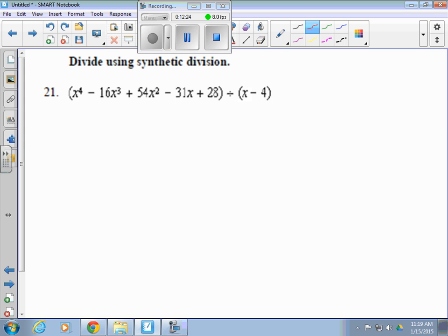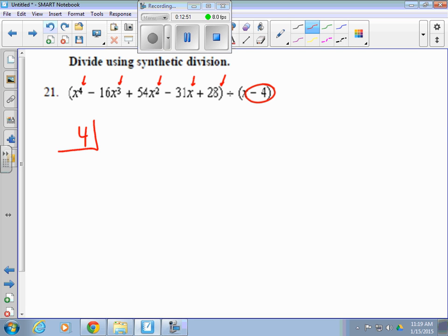21 says divide using synthetic division. Remember, with synthetic division, you're using the opposite of this negative 4 here. So in your box, you put a positive 4. Check all of your degrees on your exponents, 4, 3, 2, 1, no exponent at all. Make sure that you didn't miss one. If it ever skips one, you have to represent that with a placeholder of 0. But it doesn't skip one in this case.